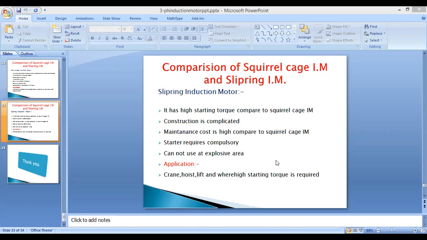If we will see about the applications of the slip ring induction motor, we can use the slip ring induction motor in the lift, hoist and crane where we will require the higher starting torque.